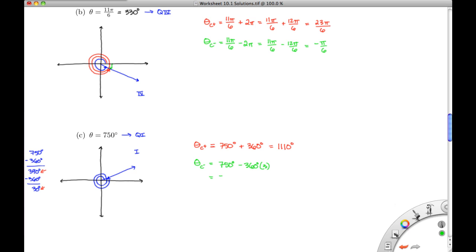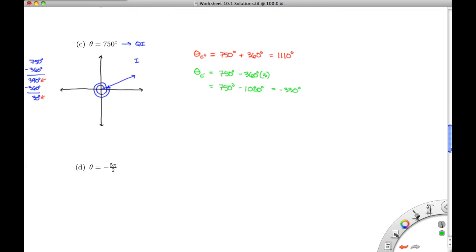So that's going to give us 750 degrees minus 1080 degrees. And that will give us an angle of rotation of negative 330 degrees. And you could draw those, and you could see how they match up.